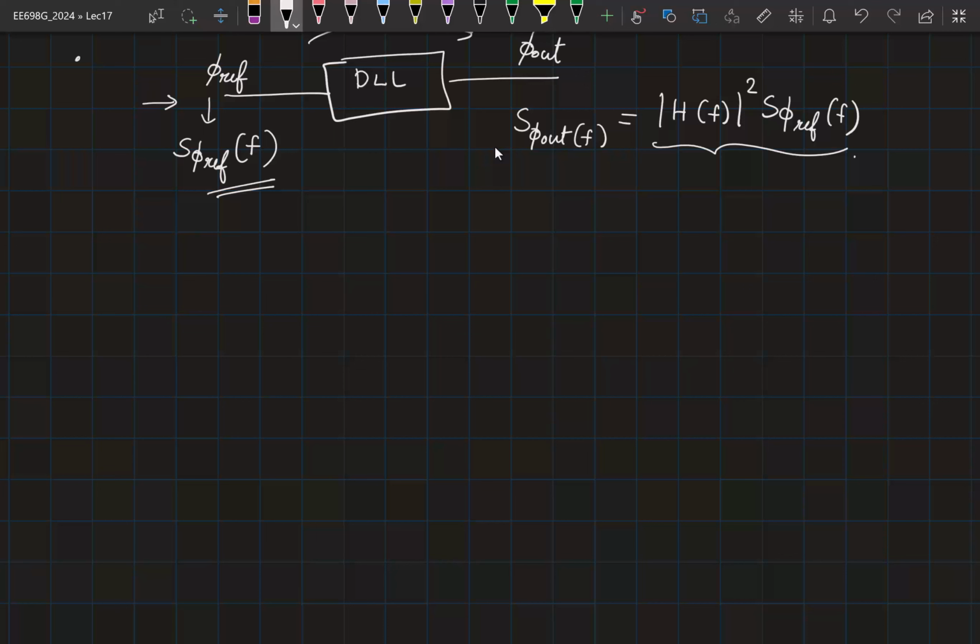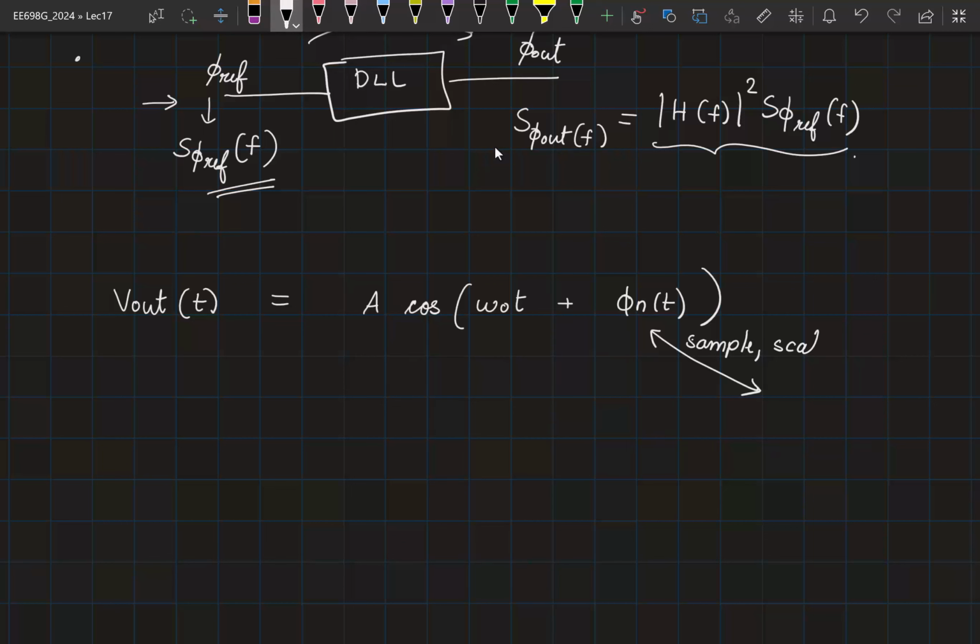Okay, so let me remind you the top level picture that we are working towards. If you have some V out as a function of t, which can be written, let's say, as an ideal clock waveform of cos omega naught t plus phi n of t. Now you know that I take the phi n of t, I sample and scale it, I get AK. It's a jitter sequence.